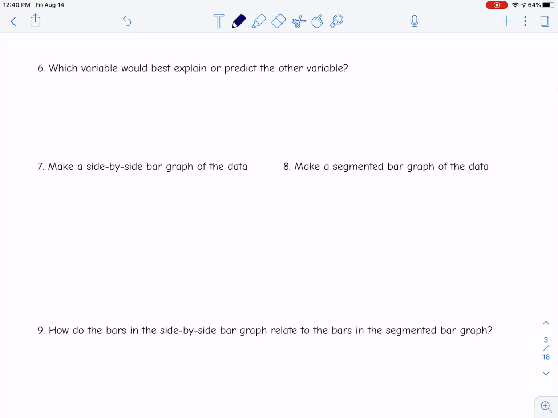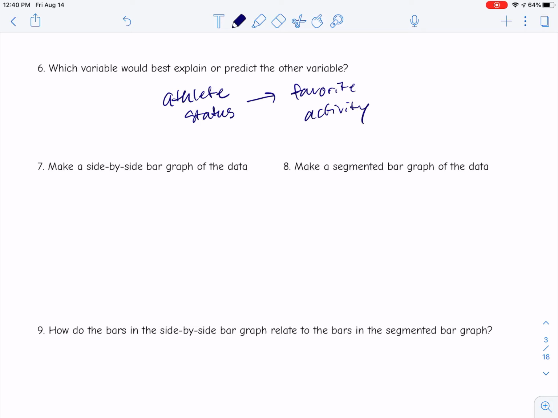So which variable do we think would best explain or predict the other variable? So do we think that athlete status helps predict favorite activity, or favorite activity helps predict athlete status? So this could go either way, but I think intuitively I would say athlete status might predict favorite activity.